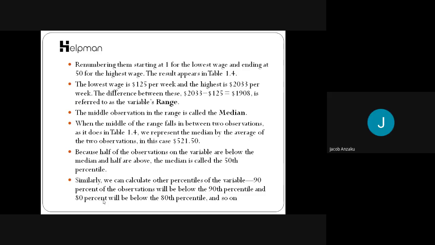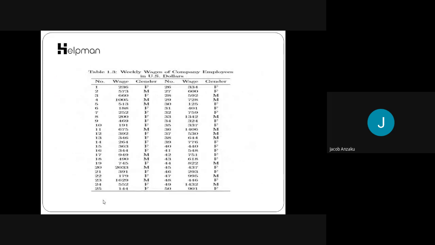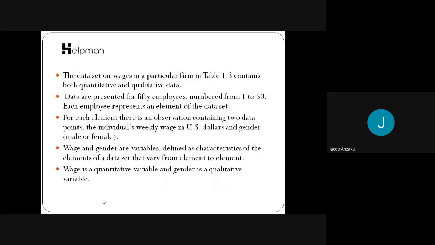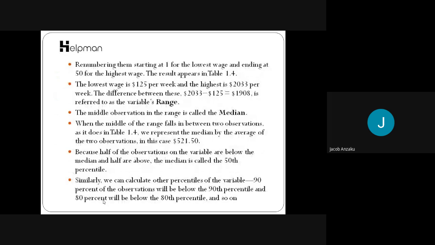Now, the data we presented here in table 1.3, we want to see how we can arrange them in such a way that it will make more meaning. So, renumbering them starting at 1 from the lowest wage and ending at 50 for the highest wage, the result appears in table 1.4. Now, the lowest wage is $125 per week, and the highest wage is $2,033 per week.